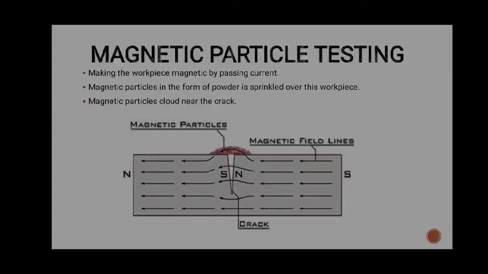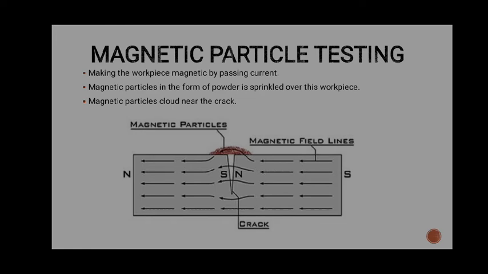Next one is magnetic particle test. These tests are only suitable for ferrous materials. In this method, electric current is made to pass through the workpiece. The workpiece becomes an electromagnet and magnetic flux lines are created in the workpiece. If any surface defects or cracks are present in the workpiece, small magnetic poles are created at these cracks, which is shown in the figure.